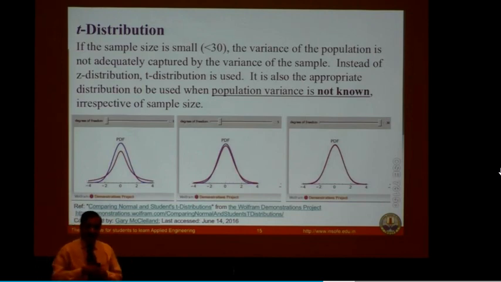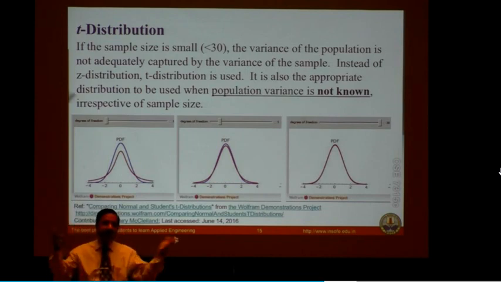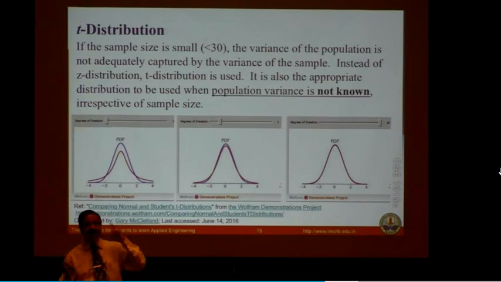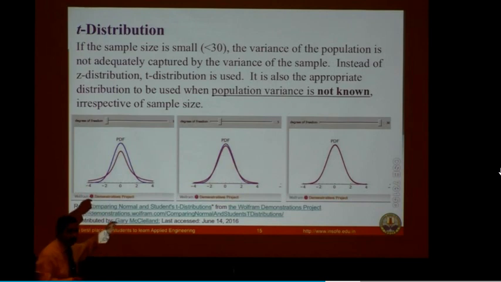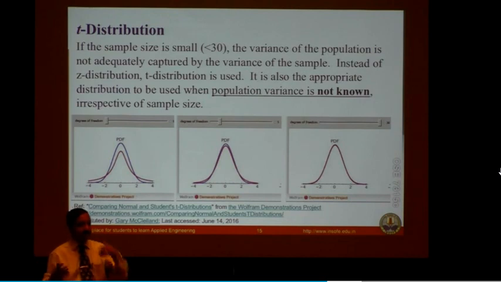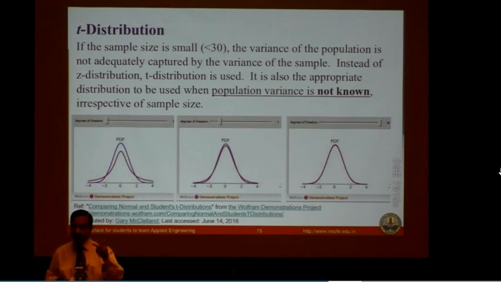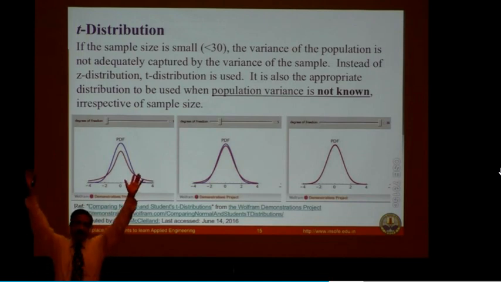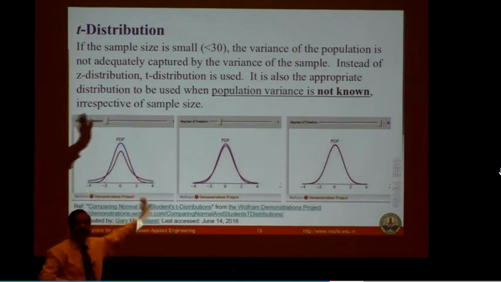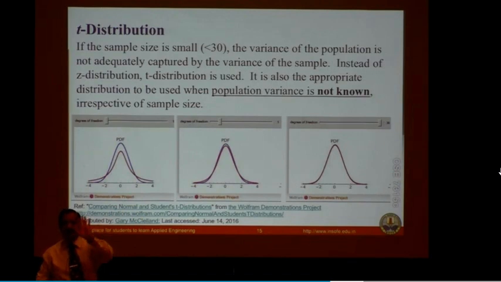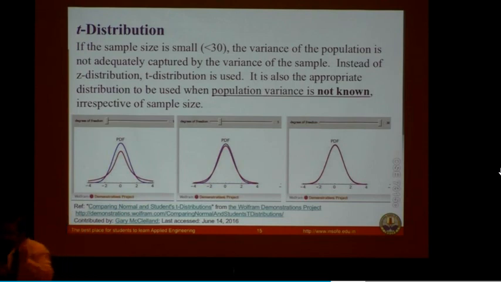The T distribution is useful when the sample size is small, less than 30. We said statistically more than 30 is a good sample size. Also when you don't know the population variance, a T distribution is a better representative than a Z distribution. So two conditions. In these cases a T distribution should be used instead of a Z distribution. Let's see what these things are.